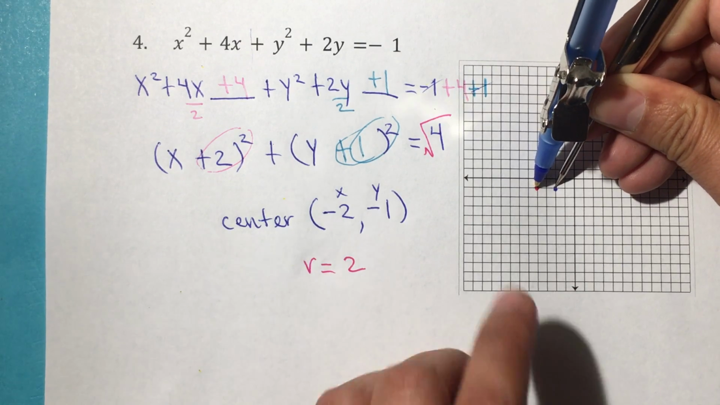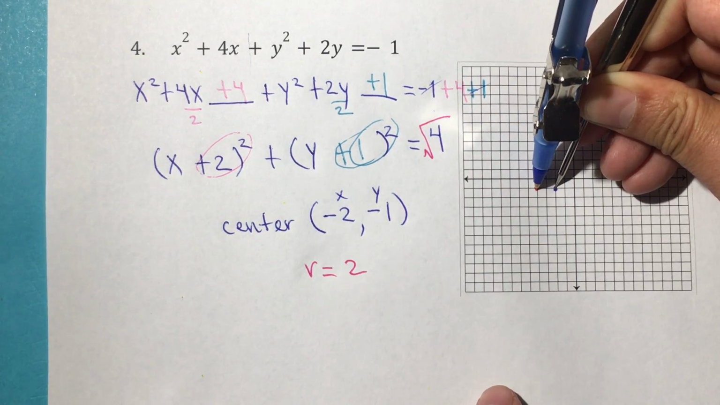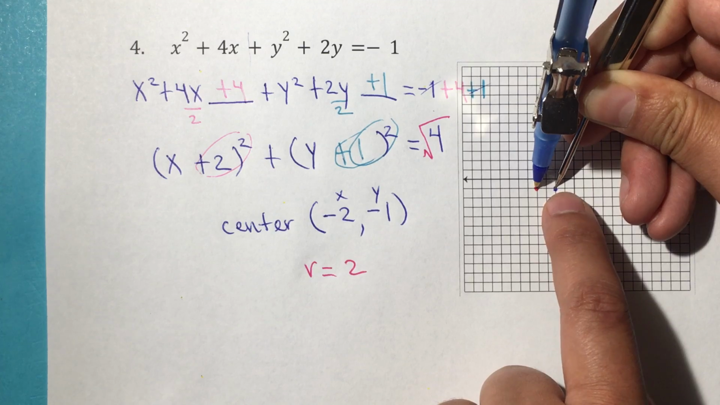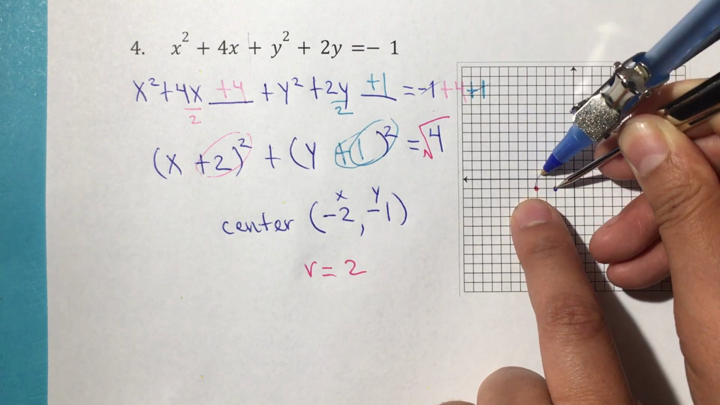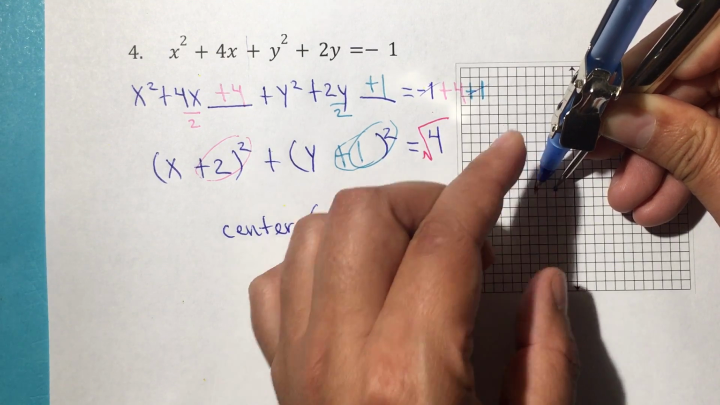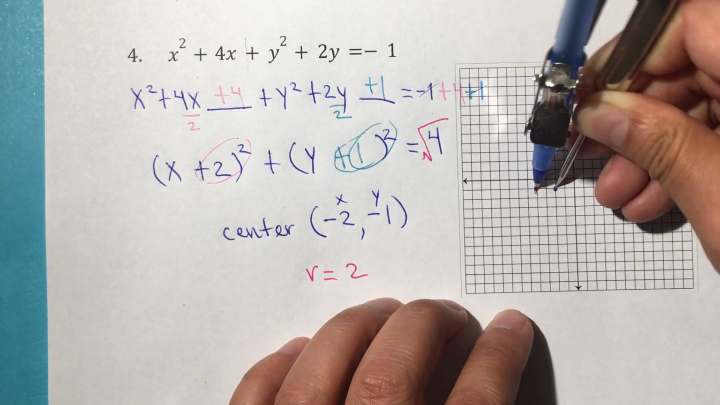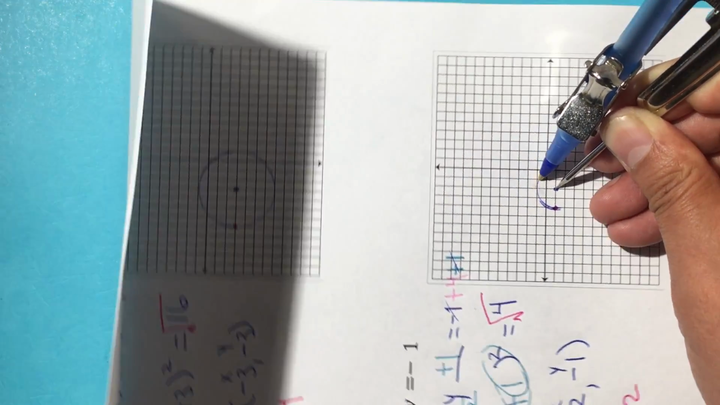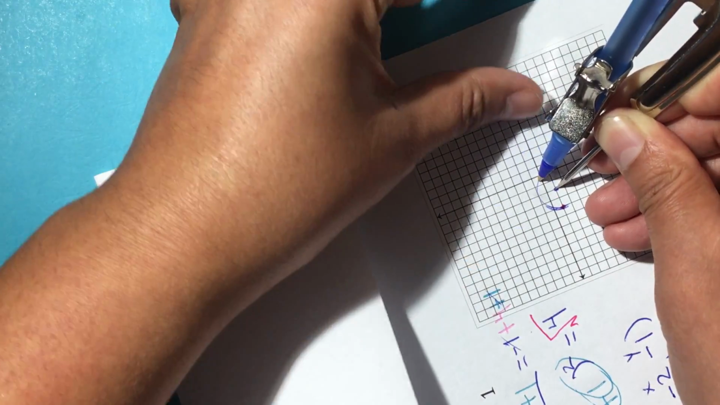Okay, open your compass to those. Remember, the center goes with the point, and the other point that you found on the circle goes with your pencil. Okay, and now we can turn our page.